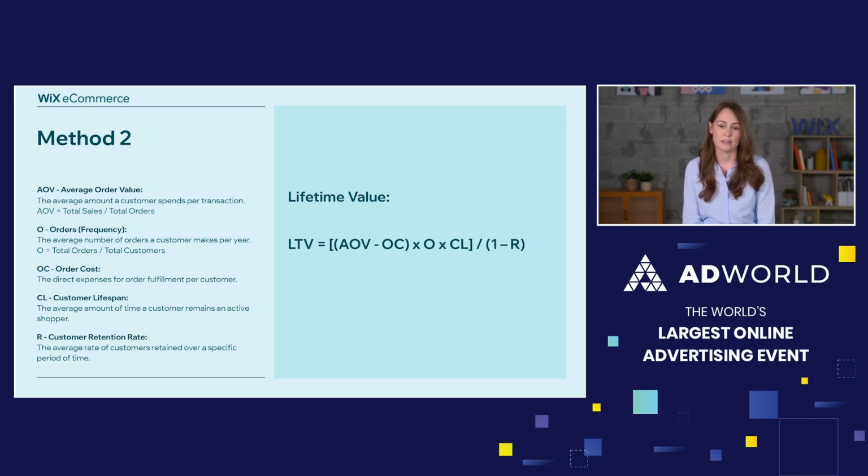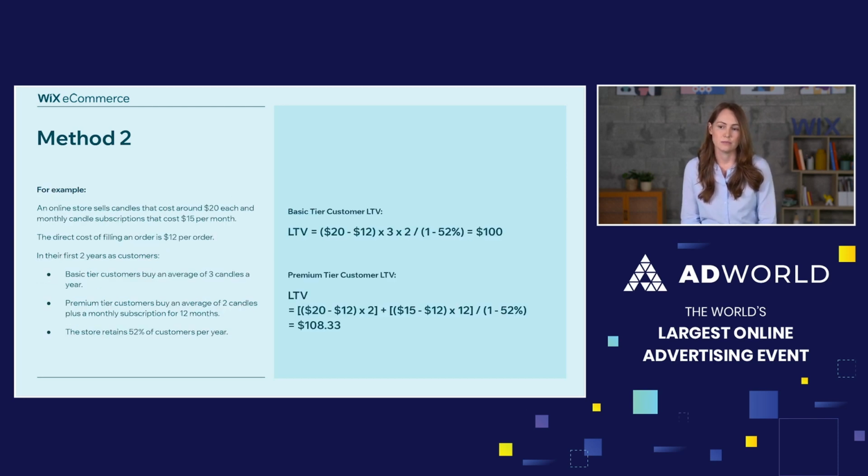So here we're going to add in 2 more metrics. We're going to add in the order cost, so direct expenses for orders fulfilled. And we're also going to add in our customer retention rate, so the average rate of customers retained over that specific period of time. So let's carry on with our same example, but just adjust it to fit with this method. So here we're going to say for our basic tier of customer that lifetime value would be equal to the $20 minus the cost of the $12, giving us 8, times 3 candles times 2 years.